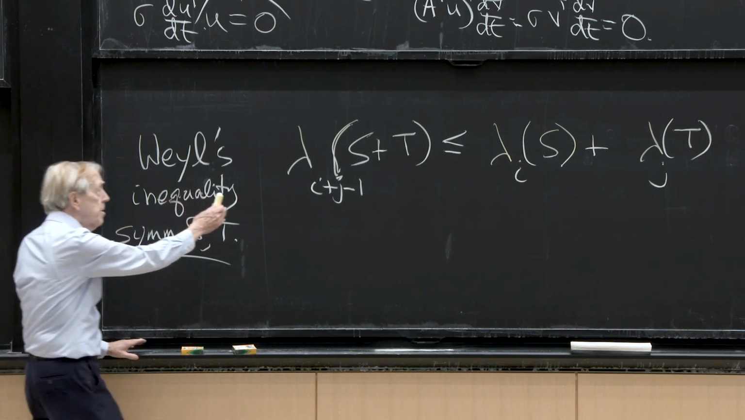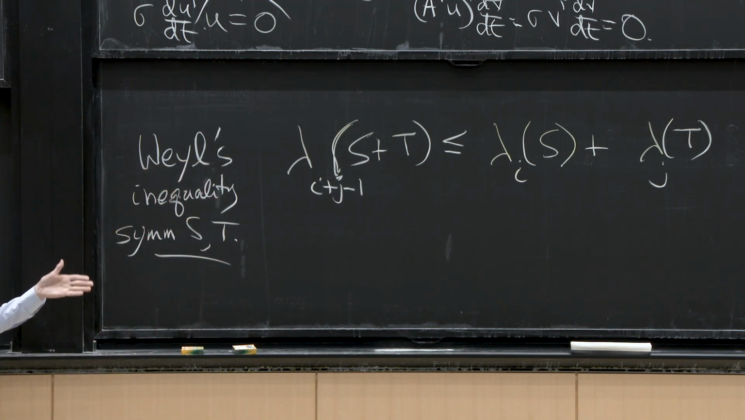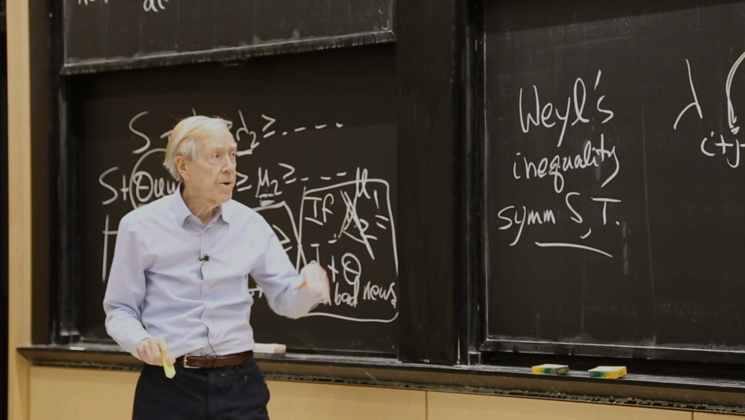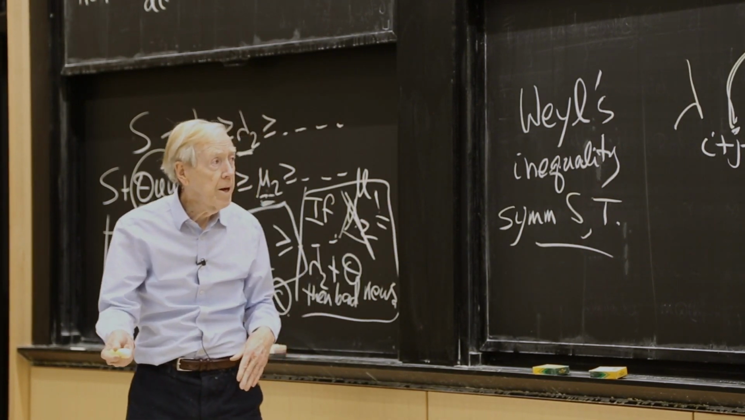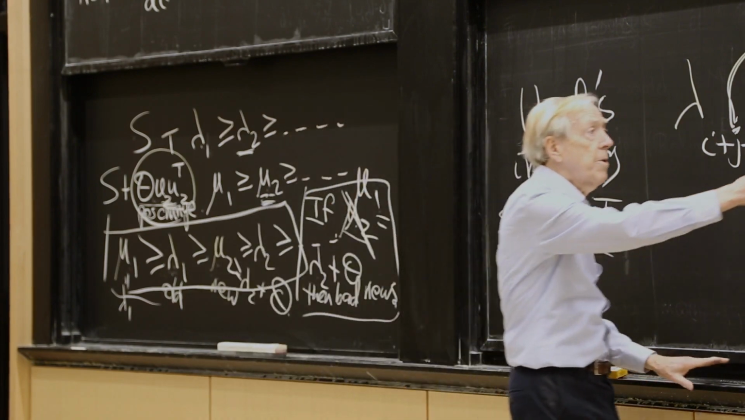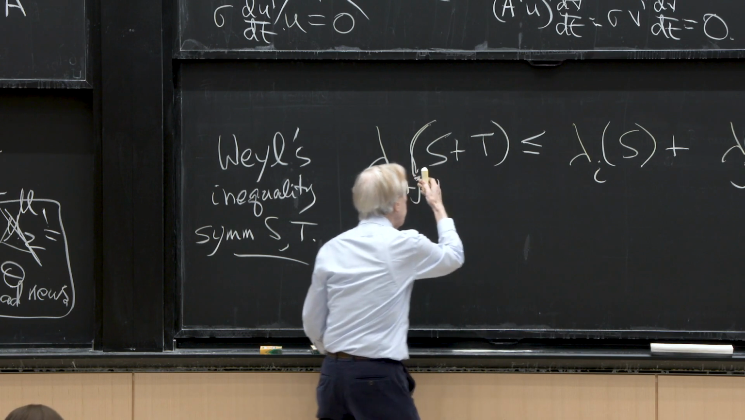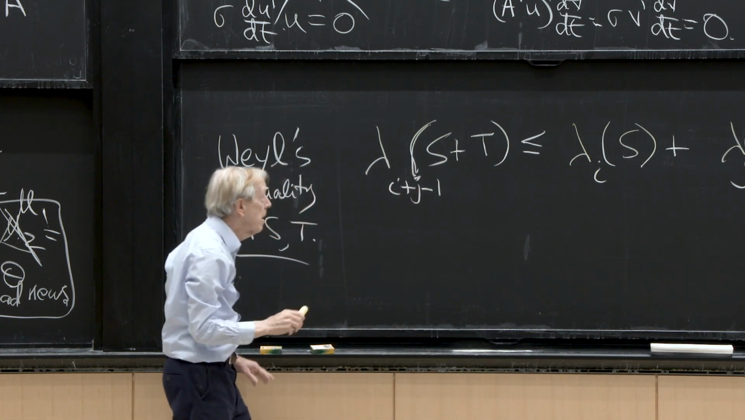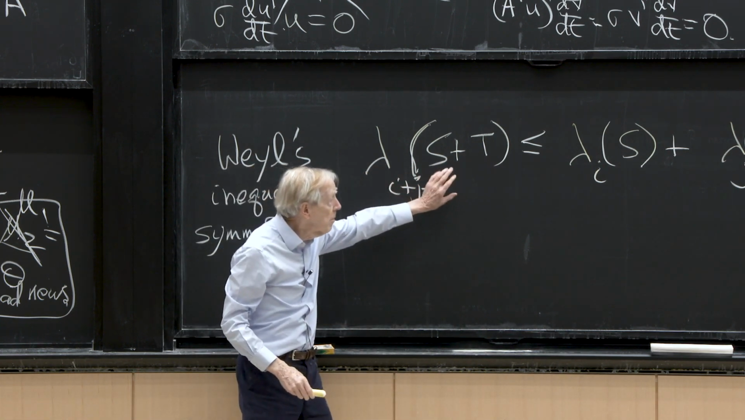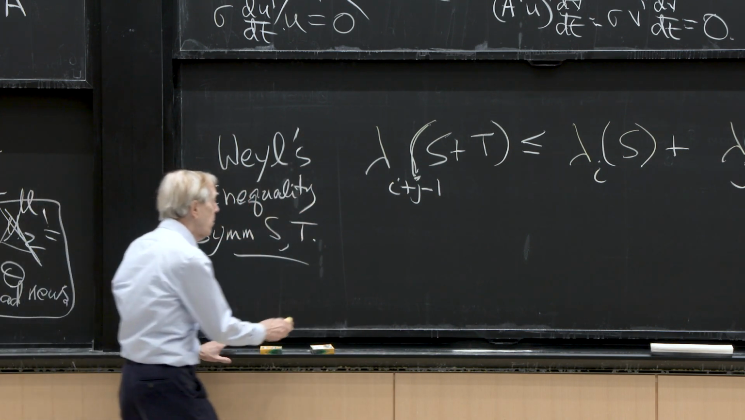So you see the beauty of this. It tells you about any eigenvalues of S, eigenvalues of T. So I'm using lambdas here. Lambda of S are the eigenvalues of S. I'm using lambda again for T and lambda again for S plus T. So you have to pay attention to which matrix I'm taking the eigenvalues of. So let me take j equal to 1.